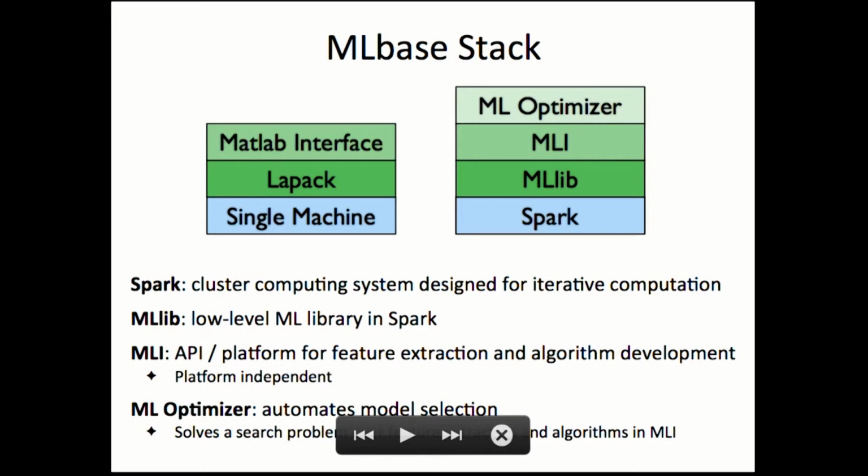And then the top level is what we call the ML optimizer. And the idea here is to automate the process of model selection. So for end users, again, the idea is that we want them, in a declarative fashion, to be able to specify their machine learning task, and then we want to solve a search problem over the space of all of the machine learning algorithms and feature extraction methods inside of the MLI and spit out an answer along with a summary of what we've done.